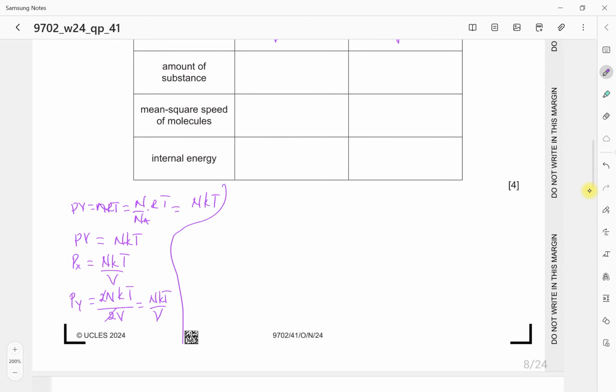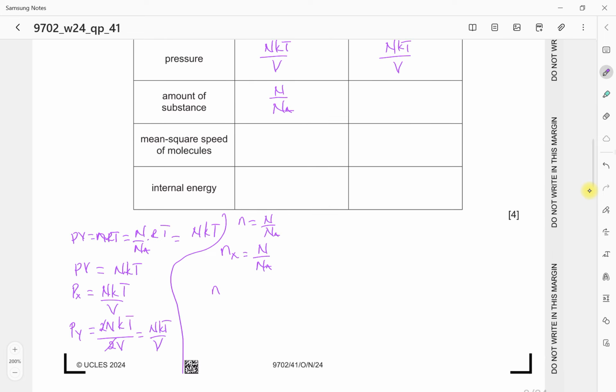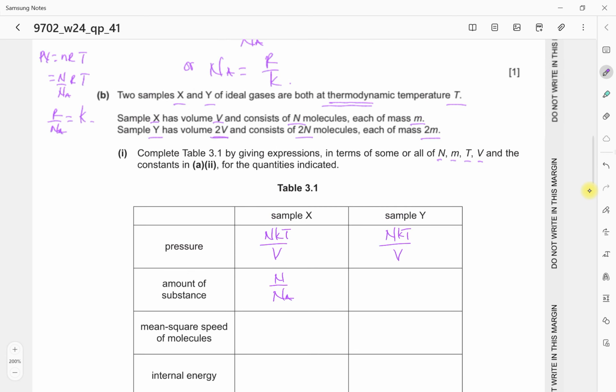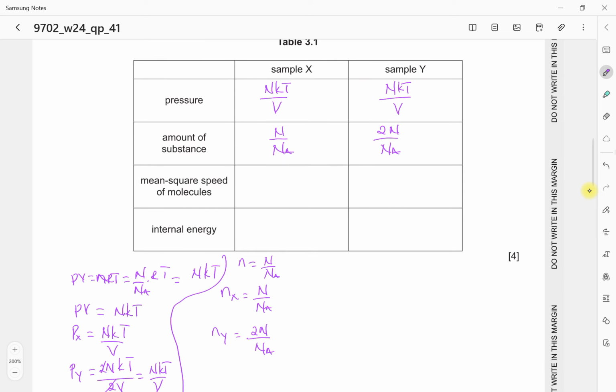Then amount of substance, that is number of moles. We know that number of moles equals the number of molecules over Avogadro's number. The number of moles for X is going to be the number of molecules, which is N, over Avogadro's number, which is Na. So it's N over Na. The number of moles for Y is going to be the number of molecules, which is twice N, over Avogadro's number, Na. So this is going to be twice N over Na. Okay, we're done with the number of molecules.